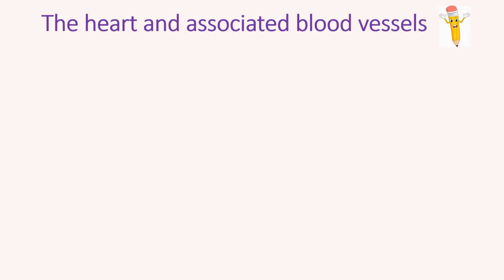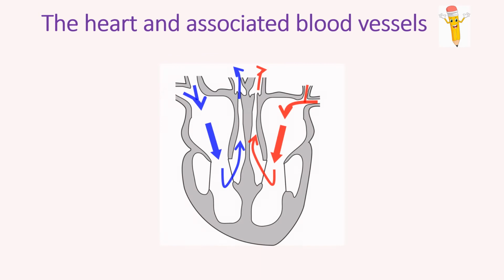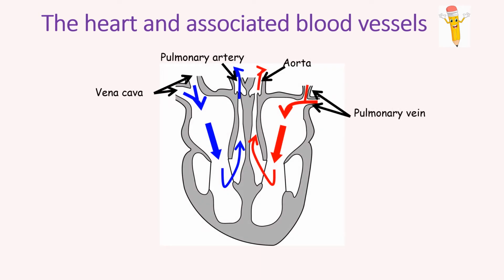Now we need to learn the blood vessels. You should already know from the last video that arteries take blood away from the heart, and the 2 arteries that you need to know are the pulmonary artery, which takes the blood from the heart to the lungs where it can be oxygenated, and the aorta, which is the main artery in the body, which takes the blood from the heart to all of the parts of the body.